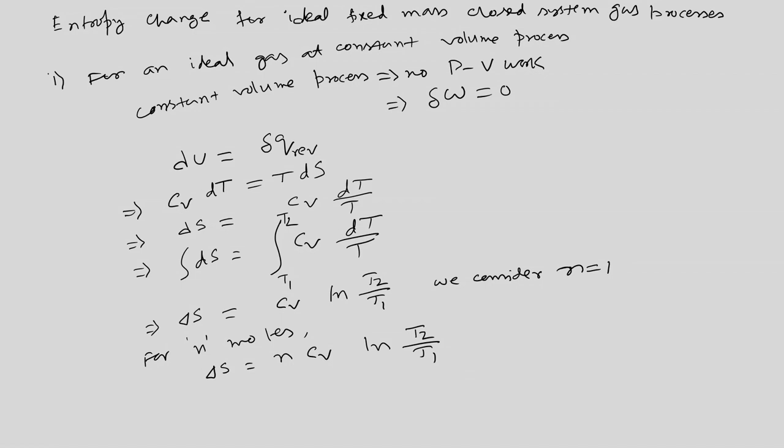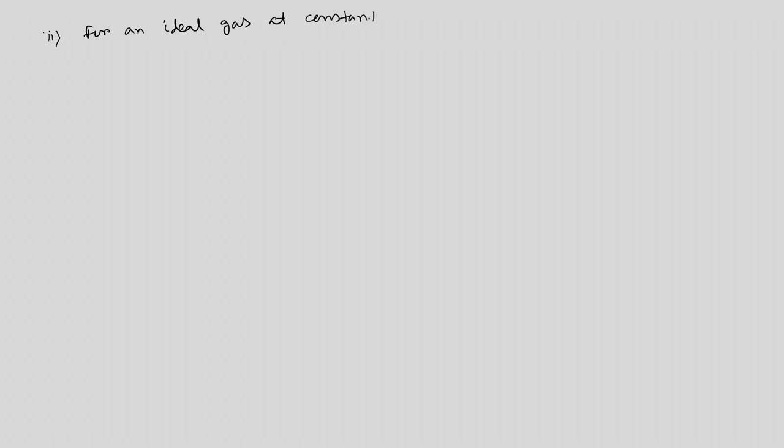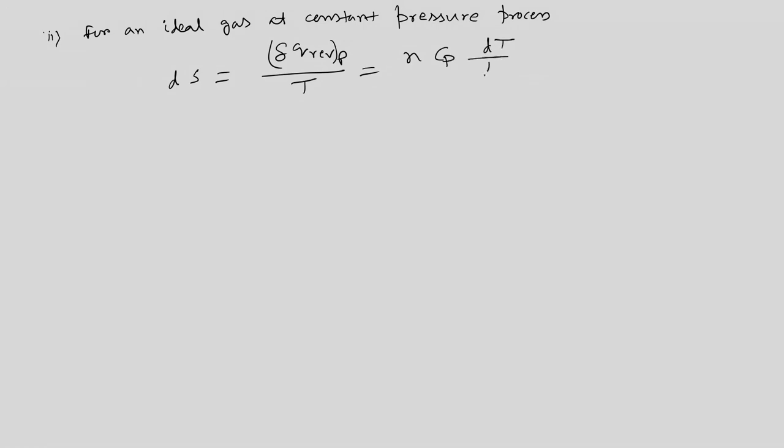What about at constant pressure process? Next, we will consider an ideal gas at constant pressure. Okay. So, dS is del Q reversible at constant pressure by T, okay, and this is nothing but your n Cp dT by T, right. So, we get delta S is n Cp ln T2 by T1 for n number of moles, obviously. Okay.